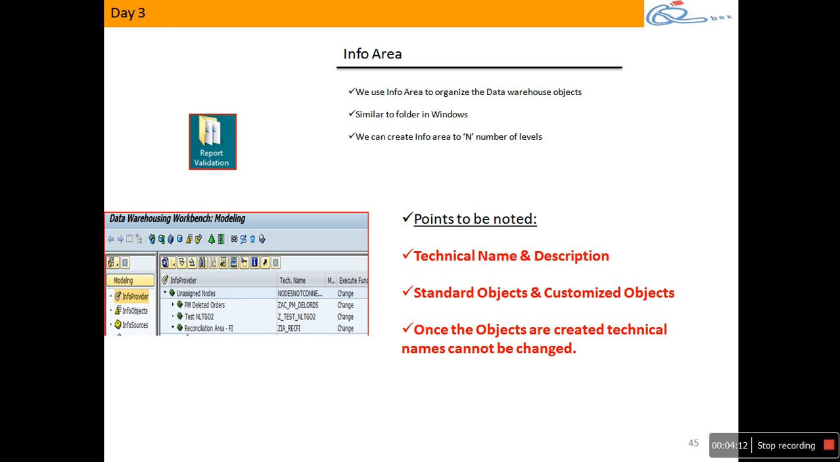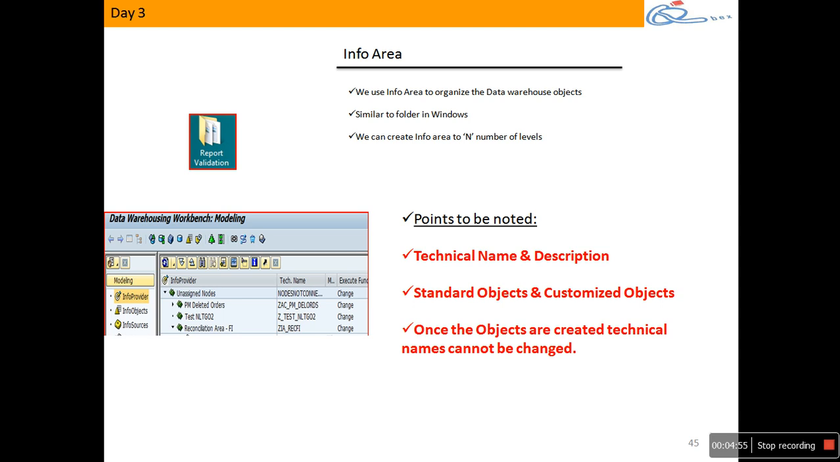So there's no technical importance here. We are just using this info area, similar to your folder in Windows, to organize your data containers or your objects in your data warehousing in BW. You're trying to build a data warehousing application, and as part of that, you create a lot of objects, and you want to organize those objects based on the type or whatever it is. That is where we use info areas. It is just used to organize your project and your objects, and there's no limit. Can you create a folder within a folder? You can go about creating info areas to n number of levels, and it's just for organizing, no technical importance. Okay.